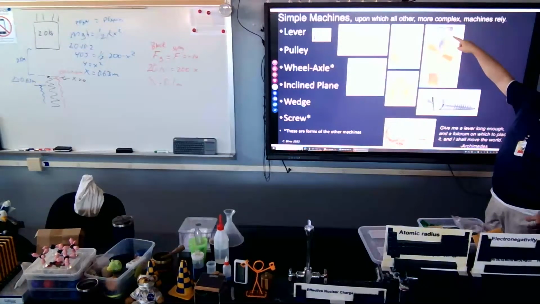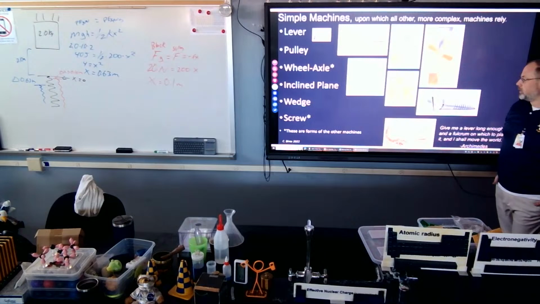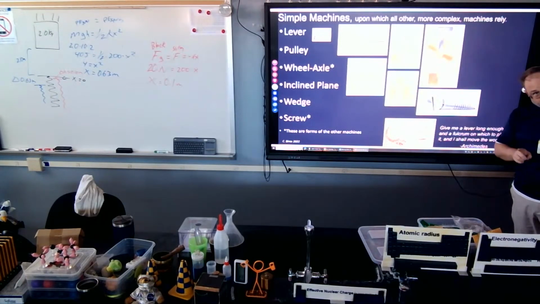This is how your bicycle works. The reason you change gears is you can change the ratio of force you have to apply. Again, you don't have to memorize it, but what is important is the formula.